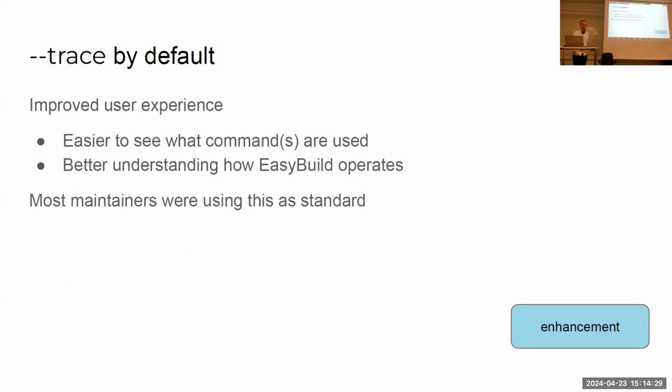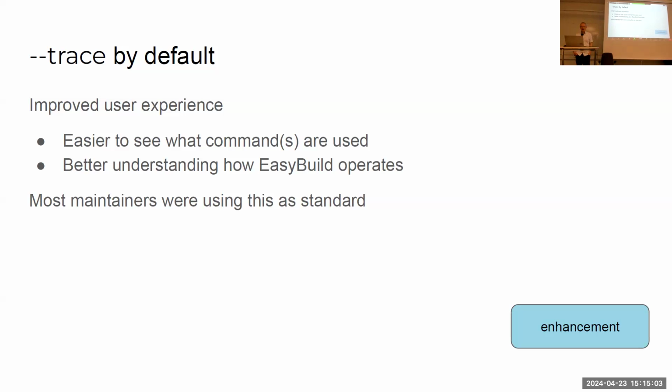Definitely in the improved user experience, we're going to be turning on trace output by default. I'll start with the bottom. When talking with maintainers, nearly every maintainer that's ever answered my question says, yes, we just use trace by default. It's easier when you trace. So trace gives more output. It will tell you a bit more about what EasyBuild is doing at each stage. It'll show you some of the commands being run. And it definitely gives you a better understanding of how EasyBuild operates.